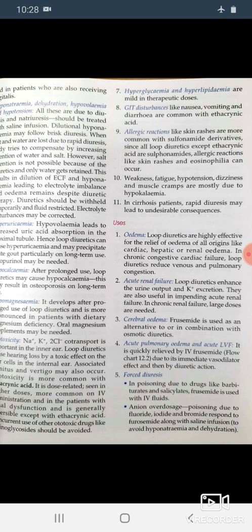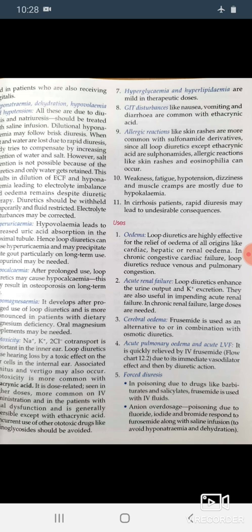But ethacrynic acid is not a sulfonamide derivative, that's why it doesn't produce allergic reaction. So this type of question can also be asked in GPAT, that the following loop diuretic does not produce allergic reaction. So again the answer is ethacrynic acid.